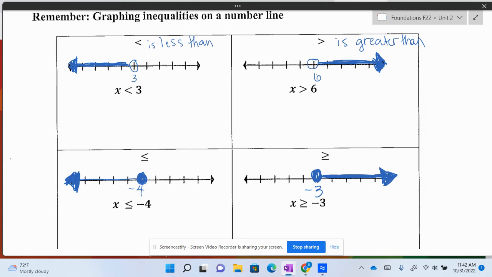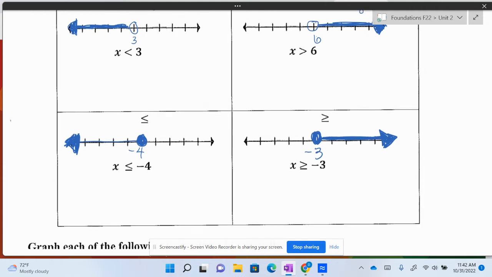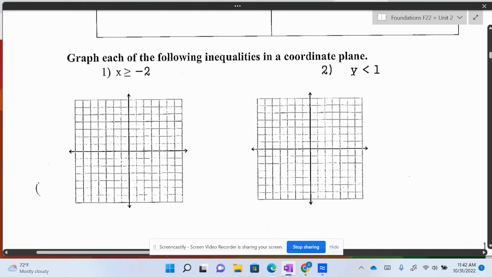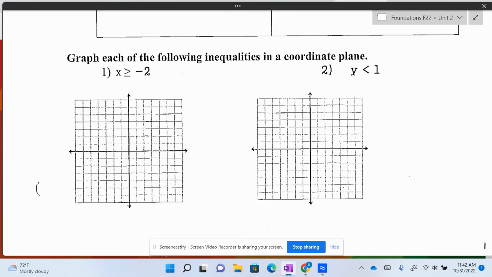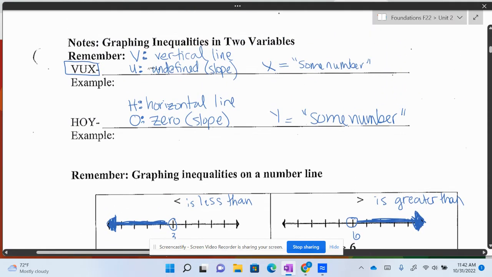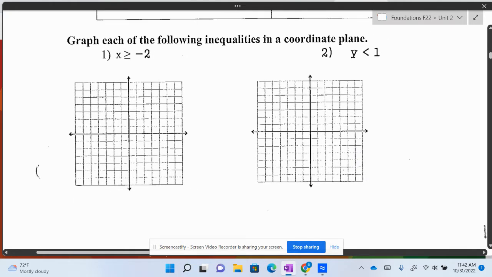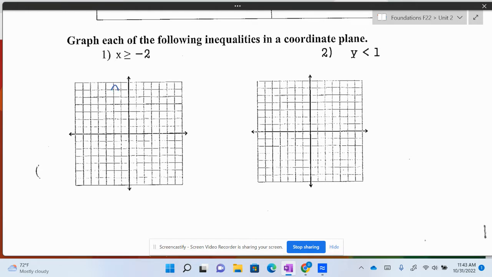So with linear inequalities, we kind of do the same thing. So what do we know about x equals some number? What kind of an equation is that? We just talked about it in the VUX. Well, it's undefined. The slope is undefined. What kind of a line does that make? A vertical line. So I'm going to go to -2 on my x-axis, and I'm going to draw a vertical line. Okay. So that's the first thing that I'm going to do.